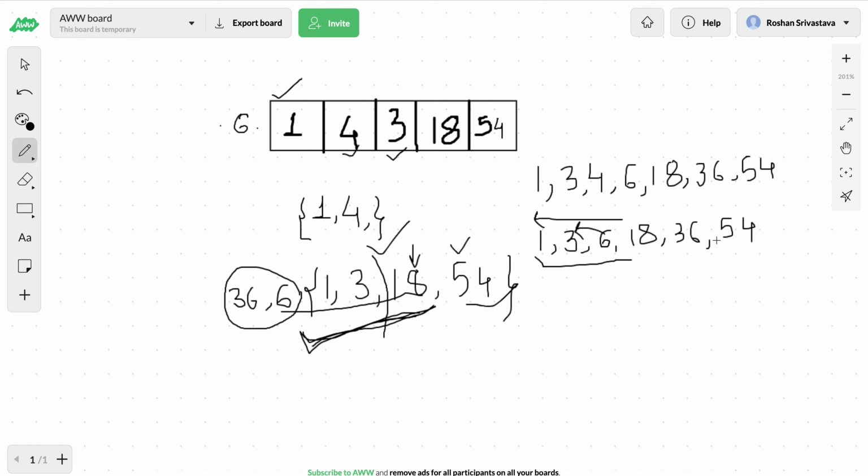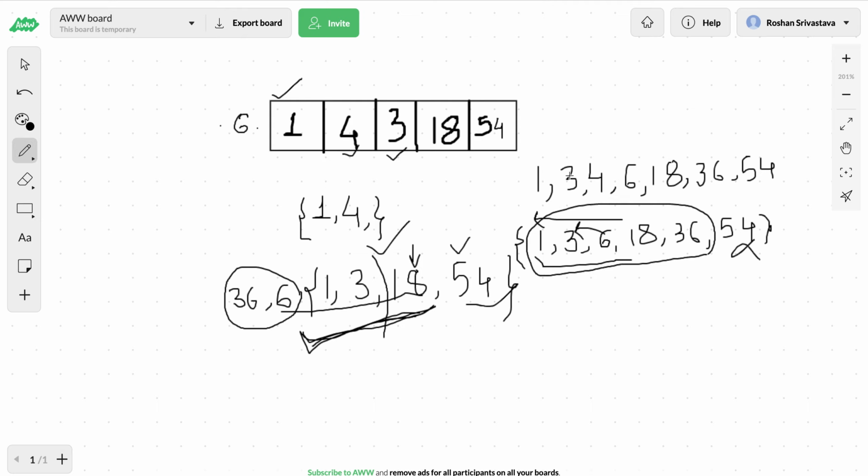Now can this also be possible for 54? Here we can see that 36 is not dividing 54, so for sure we are not going to include 54 into our subset, at least in this particular subset that we are going to generate. So 54 is not possible here because 36 is not dividing 54, nor is 54 dividing 36, and hence the largest subset that we could form is this one.